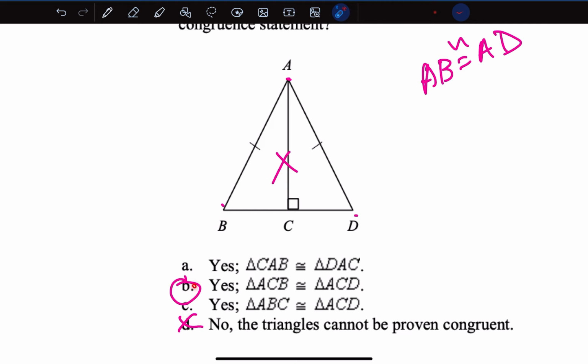So now I'm between B and C. So you're looking for AB is congruent to AD. Now here it's a little tricky because they're first and third, so they're not right next to each other, but you have AB, AD. Therefore, these two, ACB is congruent to ACD. Corresponding parts have to be in the same order for a correct congruence statement.